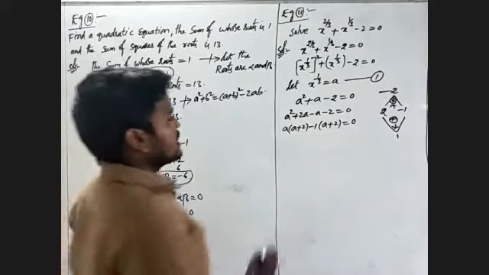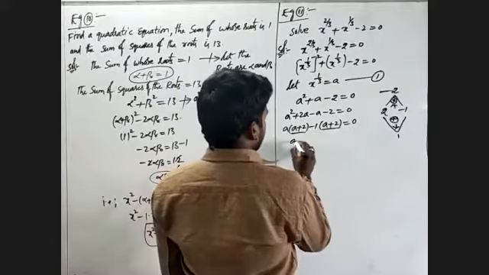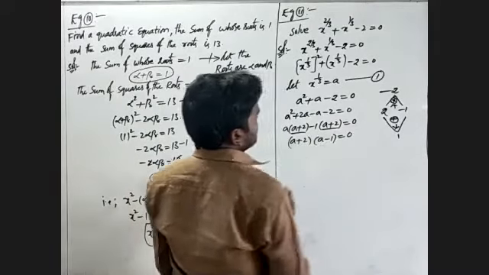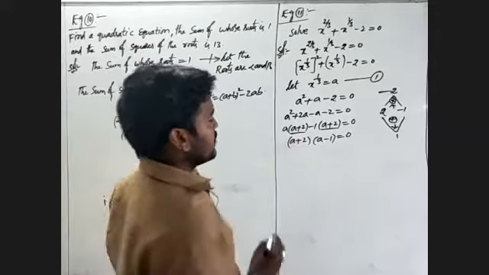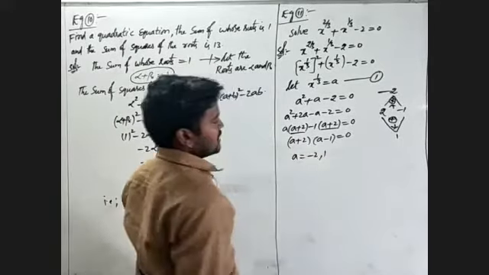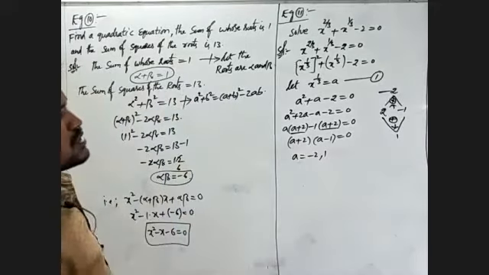Here the given common term is a plus 2. Remaining we have to write a minus 1 is equal to 0. Okay, how to expand that value? That is a is equal to minus 2 comma 1.